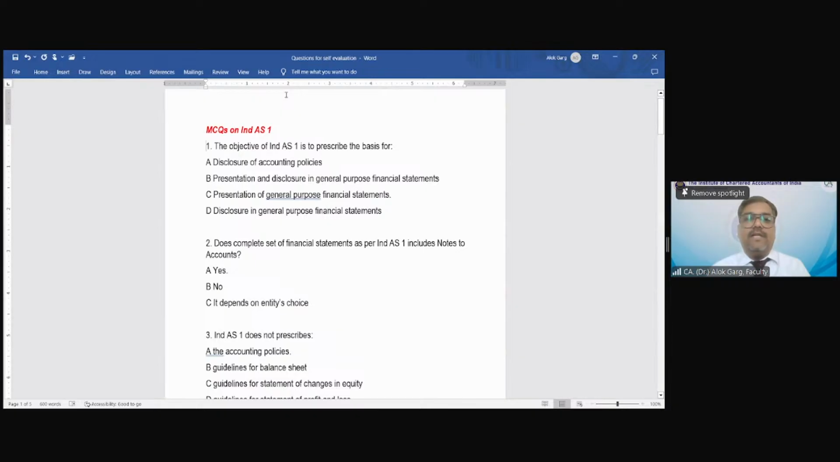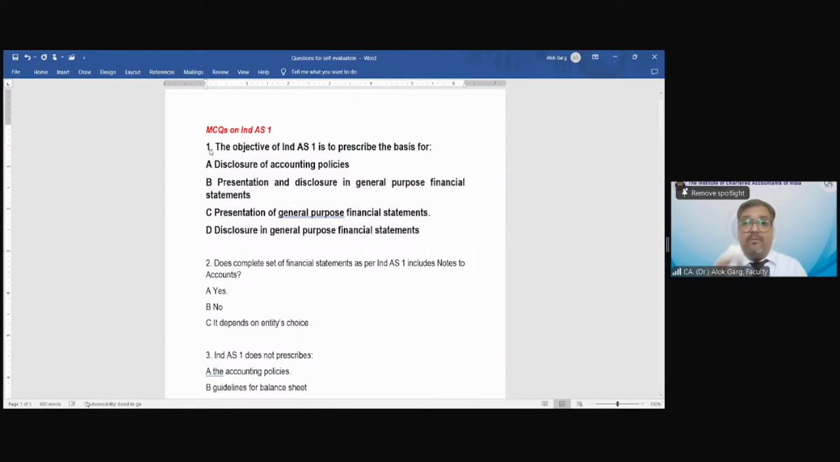Yeah. The objective of Ind AS 1 is to prescribe the basis for what? Presentation and disclosure in general purpose financial statements. What is the title of this standard? Presentation and disclosure in general purpose financial statements. What is the title of this standard? Again, I'm repeating.